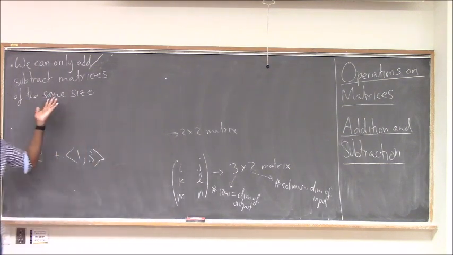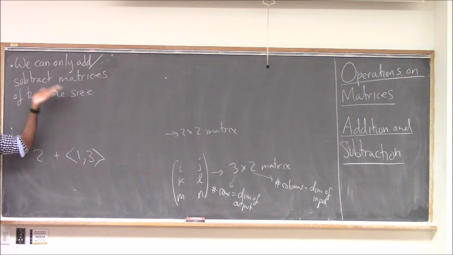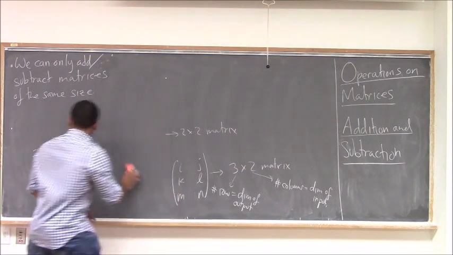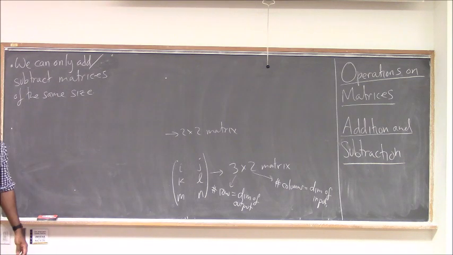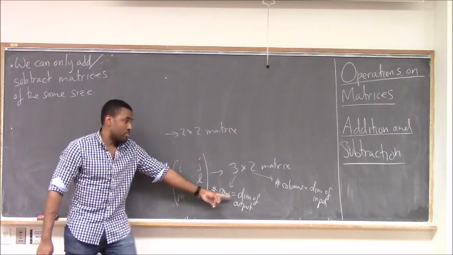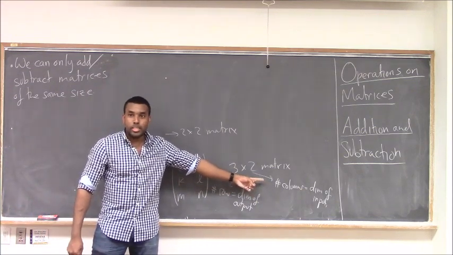So because the sizes of matrices are attached to the dimension of the matrices, it stands to reason that I can only add two things if the dimensions match up. It would not make sense otherwise. So if we have a 2 by 3 and a 3 by 2, could we add them as well? We cannot add them. They're not the same. Right? And again, because the dimensions are important.